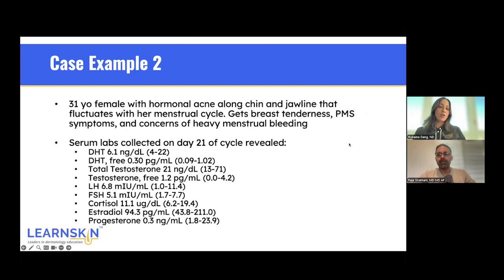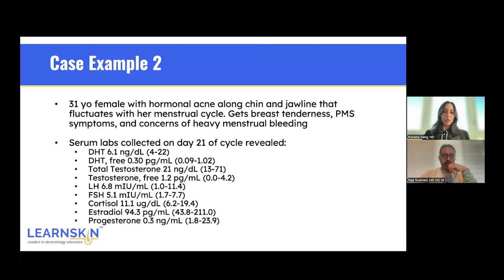Perfect. So for this one, I'm going to start off in terms of my clinical thinking. The first thing I think about when I hear breast tenderness, PMS, heavy menstrual bleeding, hormonal acne, primarily around the chin and jawline, is having generally more estrogen. And more estrogen can come from actually producing higher amounts of estrogen, or producing lesser amounts of progesterone. Same thing, we started at day 1 of her menstrual cycle. We looked at the same labs again.